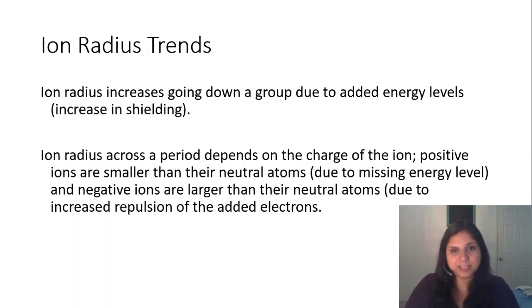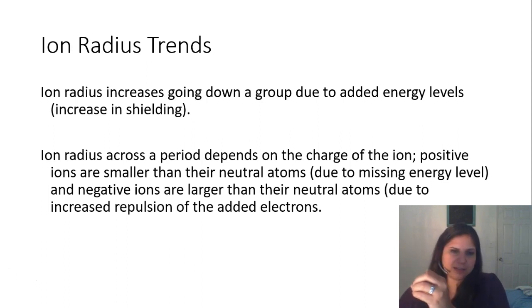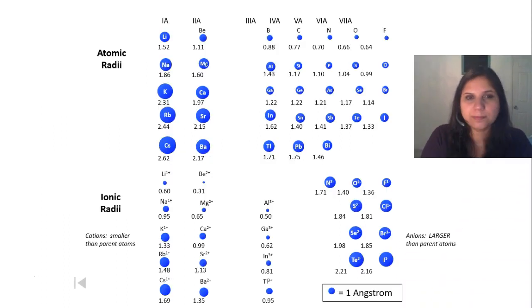From top to bottom, going down the group, as you add more energy levels, you increase the shielding. So from top to bottom, the size of the ions gets bigger. However, when you go from left to right, overall, it goes from bigger ions to smaller ions, but it resets right in the middle. Why? Because the positive ones decrease in size. Then we have our negative ions, which start out a little bigger than our positive ions, and then they decrease in size. It looks like that.